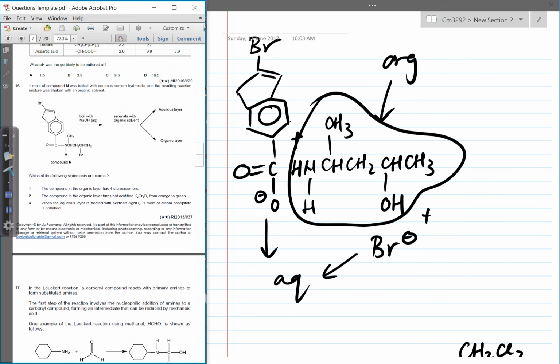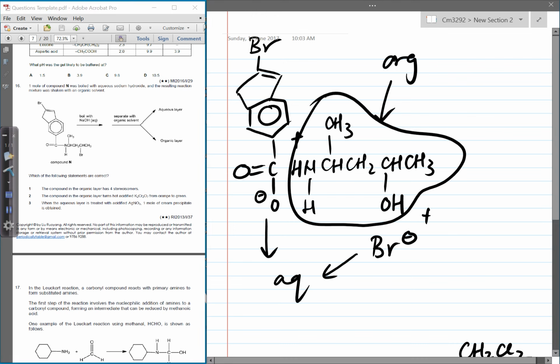The first choice, the compound in the organic layer has 4 stereoisomers. Yes, right? You have one chiral center here, and then you have another chiral center here. So 2 to the power of 2 is 4. 1 is correct. The compound in the organic layer turns hot acidified K2Cr2O7, your dichromate, from orange to green, which is correct because you have a secondary alcohol. It will be oxidized to ketone.